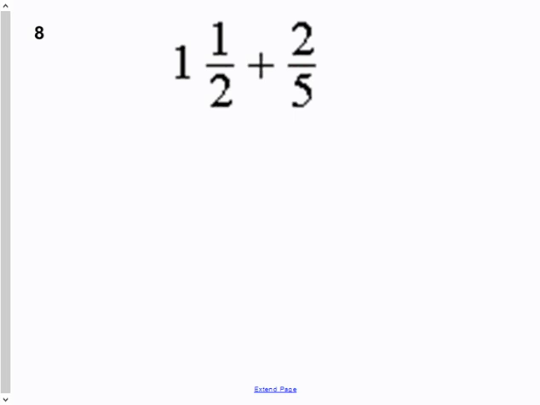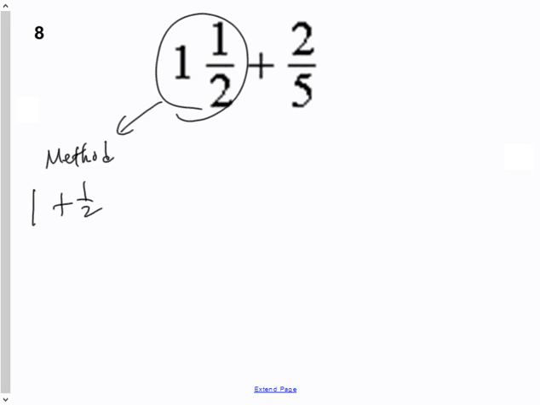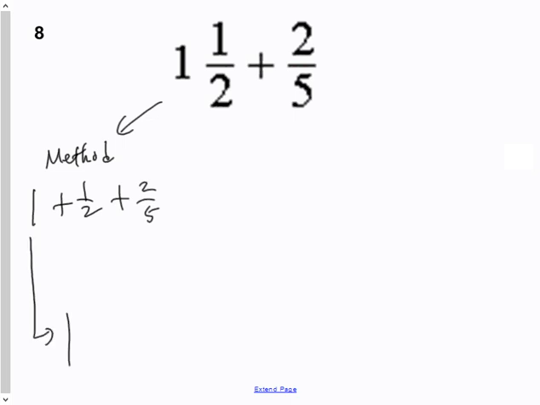So there are 2 methods that I'm going to show you both. Method 1 is to think about 1 plus 1/2. So 1 1/2 is really the same thing as 1 plus 1/2 plus 2/5. Remember when we did this? We had the whole numbers, and then we said, you know what? I'm just going to bring this 1 down here, and I'm not going to worry about it. I'm going to add it to the whole thing later. Right now, I'm going to think about what is 1/2 plus 2/5?